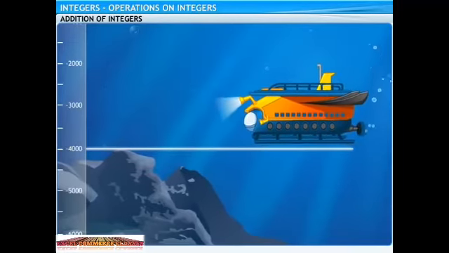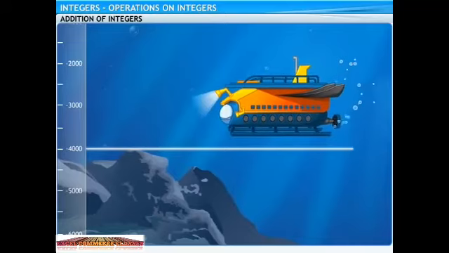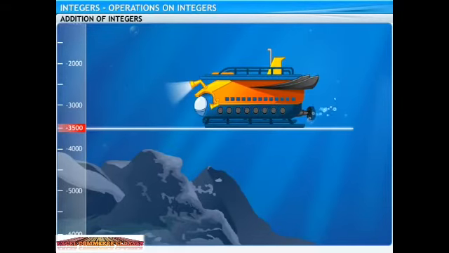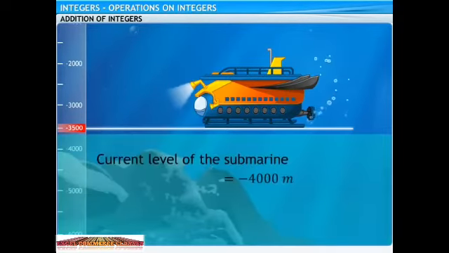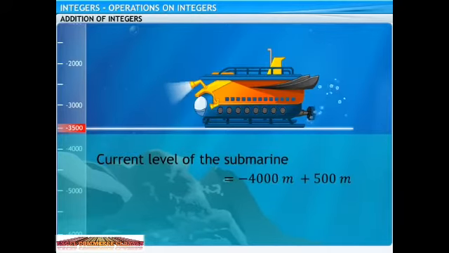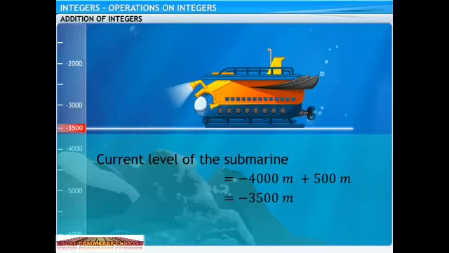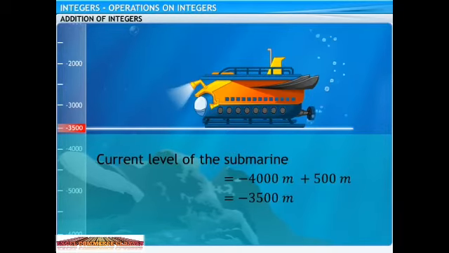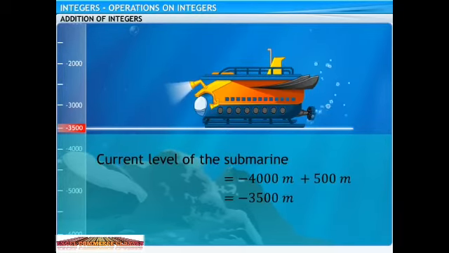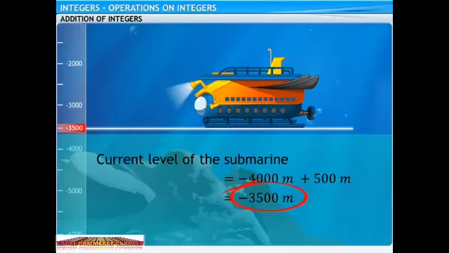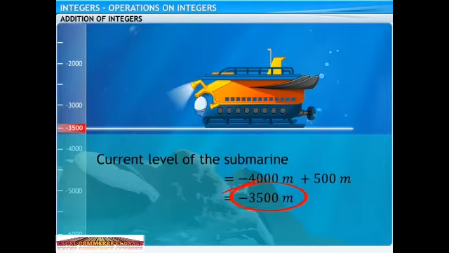Captain Jack has moved the submarine upwards by 500 meters. Can you guess at what depth the submarine is? It's now at minus 3,500 meters below sea level. Remember, when a positive and a negative integer are added, the sign of the sum is always the sign of the bigger number of the two, without considering their sign. Also, measures below sea level are represented by negative numbers. So, this is how we arrive at the new level of the submarine.